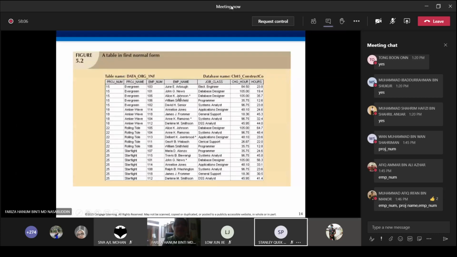For Alice here, the 15 and 105, for example, the project name is the same. Sorry, evergreen is not the same. Here the name is Alice. Database designer is the same. This one is also Alice, database designer, the same. Rate is also the same. So this is to show you that from here you can see that there is already redundant data, right? Okay, so you can see that this is not a good design yet.